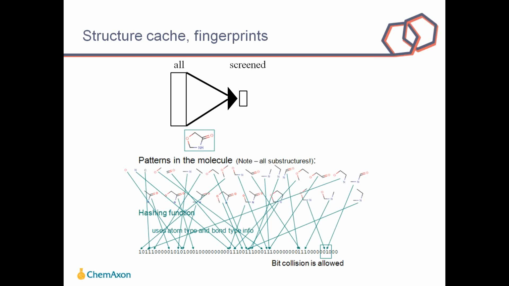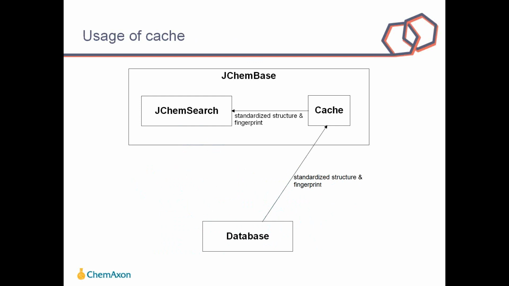You will see that this screening is very effective when we go back to the example, but I would like to show you now how we use this fingerprint and how we use the cache to store them. The fingerprint and the standardized structure that is used during the search is stored in the database. It would be very slow if we could use only database access to search these structures. So at the beginning of the database search, we load them into memory, into the JChem cache. From here, the JChemSearch retrieves the standardized structures and fingerprints, makes the screening, and does the atom-by-atom search.